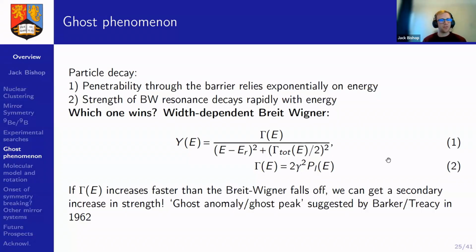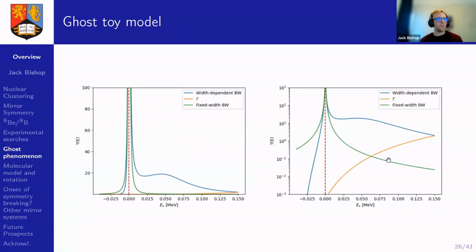And what we see is that actually it is possible that if this width increases faster than the Breit-Wigner falls off, what we get is a secondary increase in strength. So this was suggested and noted by Barker and Treacher back in 1962. And what we can do is look at a toy model to understand this idea. So what we have on the left-hand side here is what this width-dependent Breit-Wigner looks like as we change our excitation energy. So around 0, where we've got this dash-dotted line, we see we've got our big resonance.